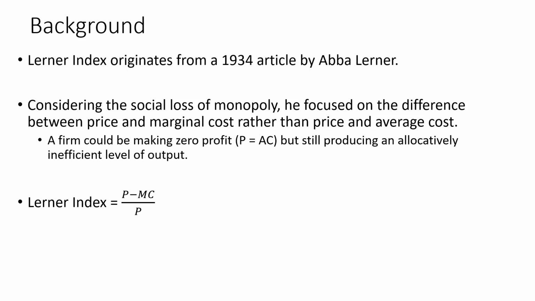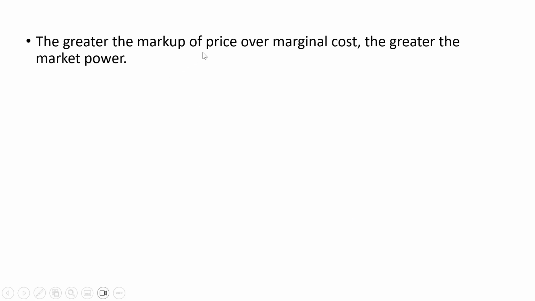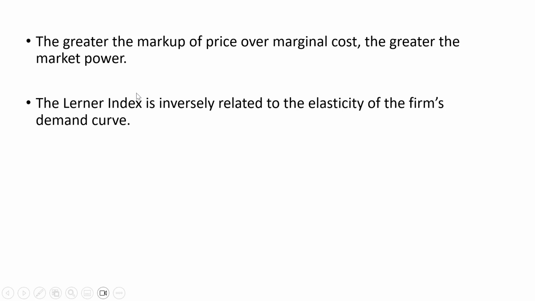Here's the Lerner Index. We've got the difference between price and marginal cost, all divided by the price. Monopoly or market power is described by the difference between price and marginal cost at the profit maximizing output level. The greater the markup of price over marginal cost, the greater the market power.